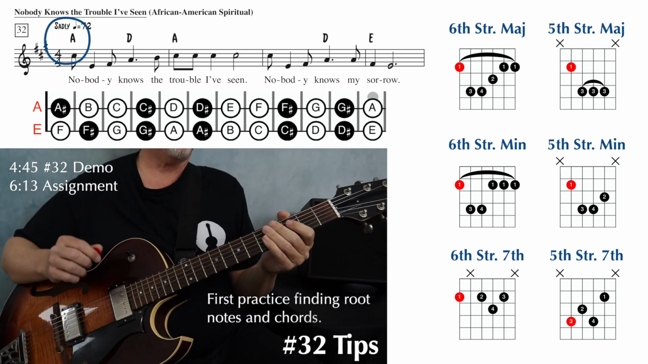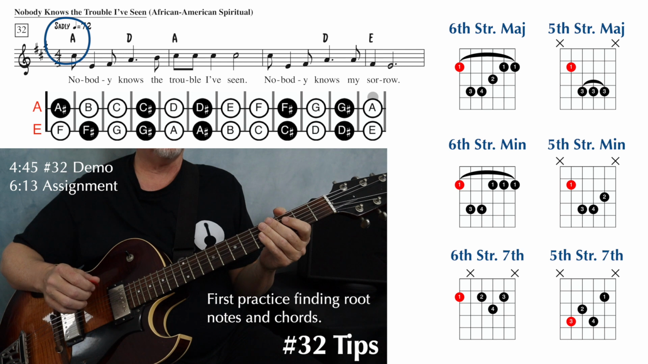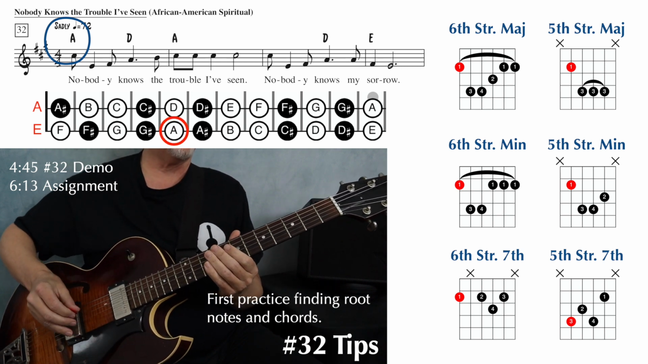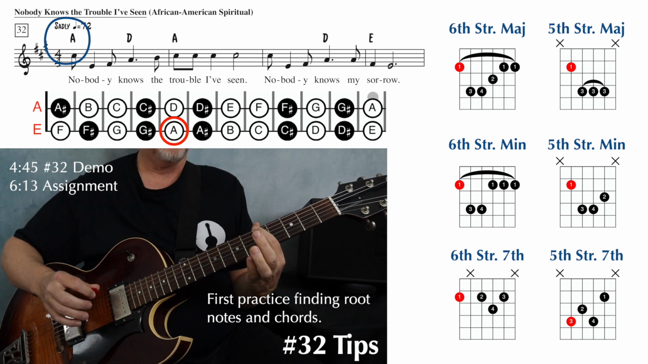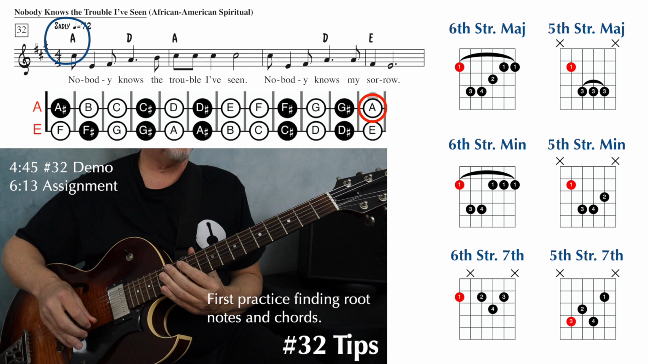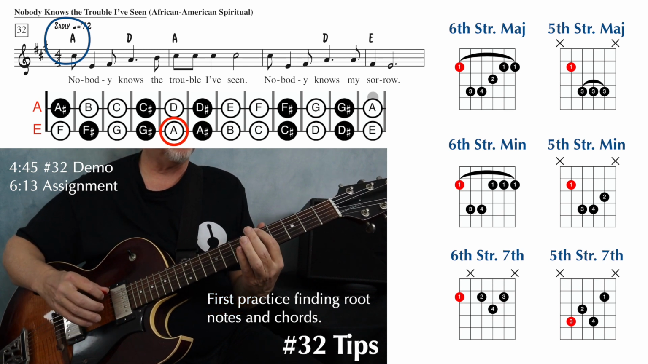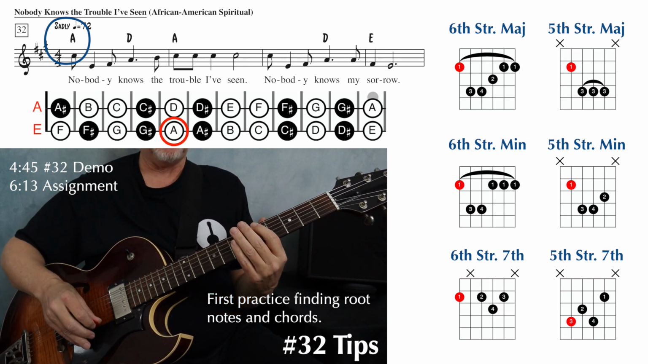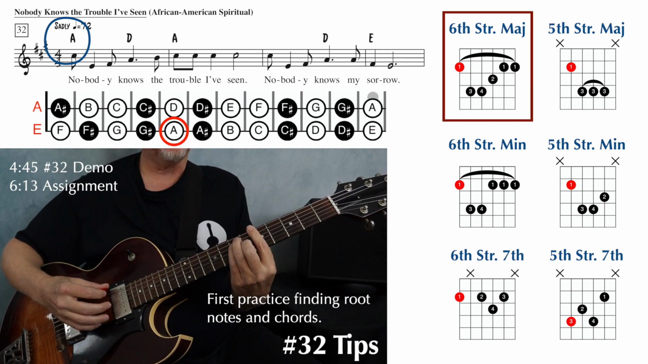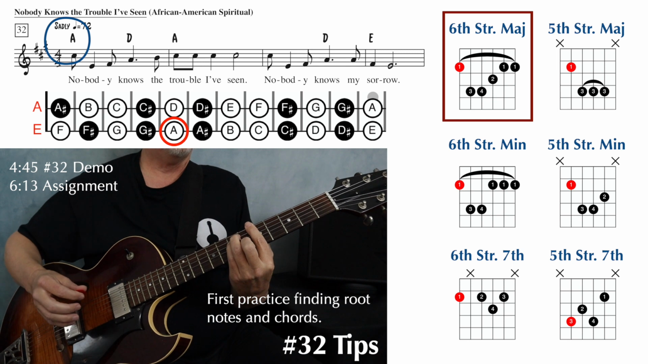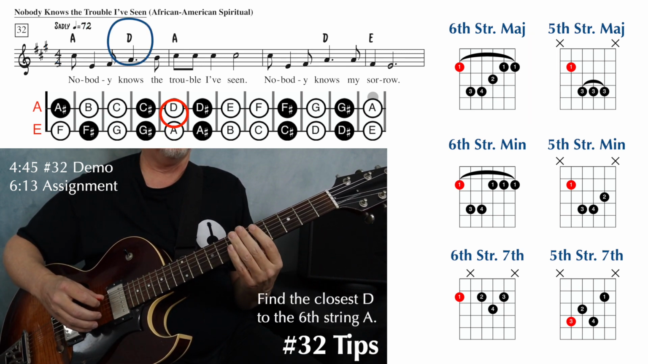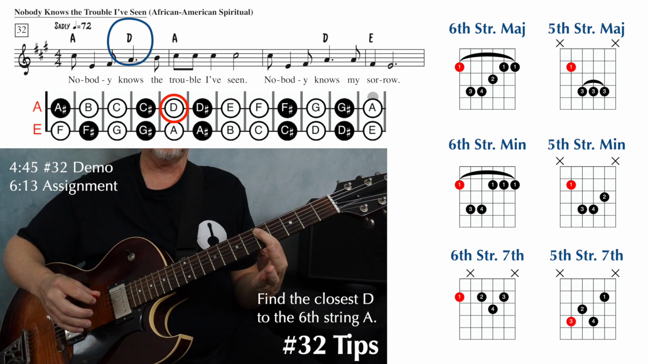The first chord is A major, so we need to find an A root note, either on string 5 or 6. On string 6, there's an A at the 5th fret, and on string 5, there's an A way up at the 12th fret. So we're going to be using the 6th string A for sure at the 5th fret. And because our root note is on string 6, we use the 6th string major shape to play this A major. Next, we need to find a D close to that A, and there's a very close D on the 5th fret as well, just on the 5th string.